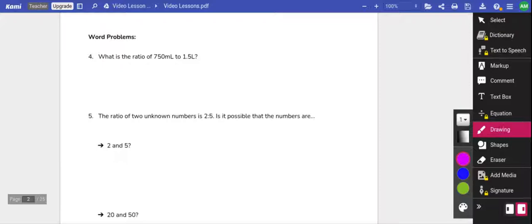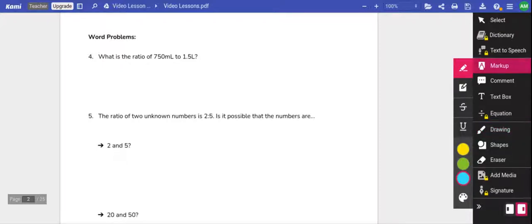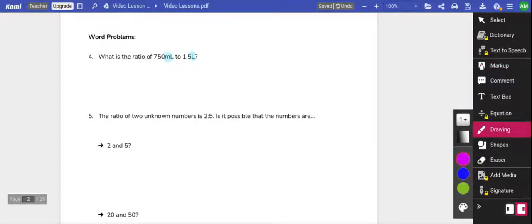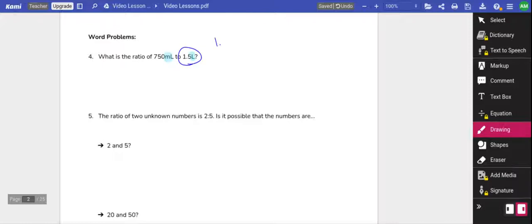Now for this one, you're going to note that the units are different. And if I have different units, I cannot make a comparison using a ratio yet. Well, I can, but I can't simplify the ratio. It would help to get them in the same units. So that's what I'm going to do. I'm going to take this 1.5 liters and convert that to milliliters.